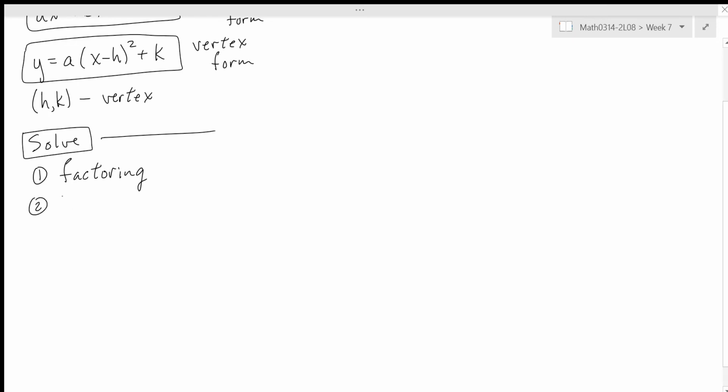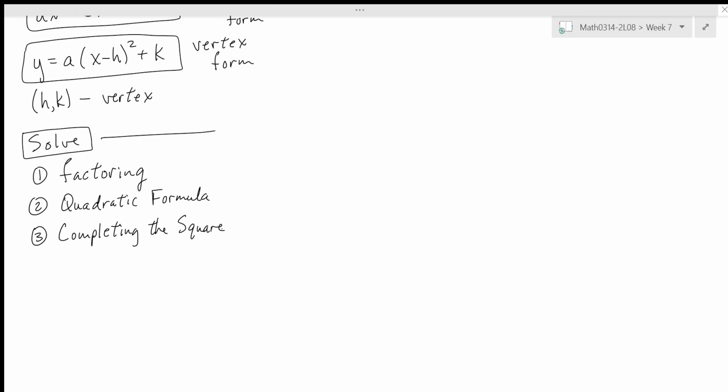So technique number 2 is the quadratic formula. And there is a third technique that they're going to ask me to cover, which is called completing the square. And so we're going to look at all of these strategies for how to solve a quadratic equation. These are all useful.